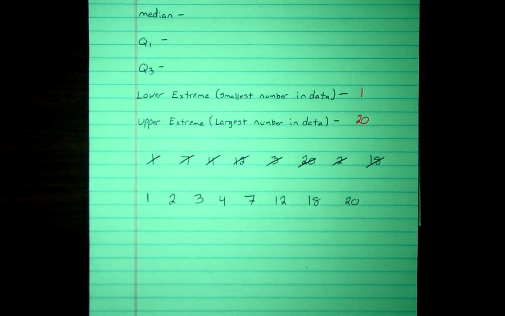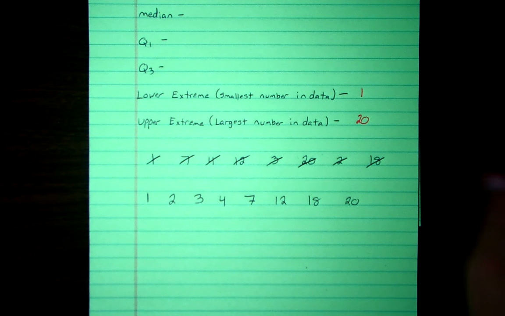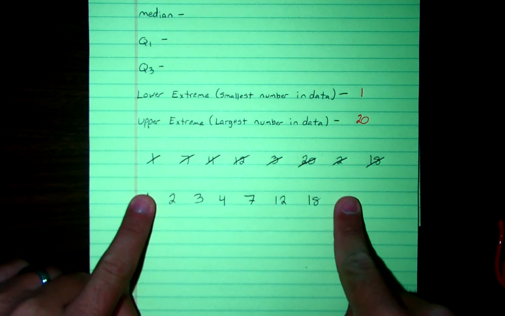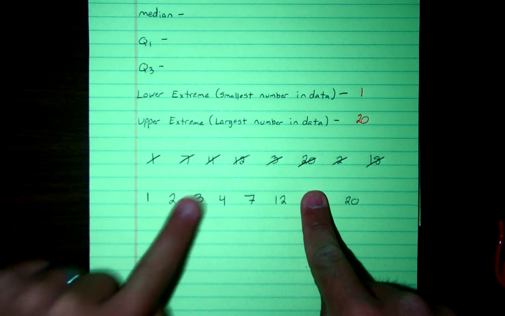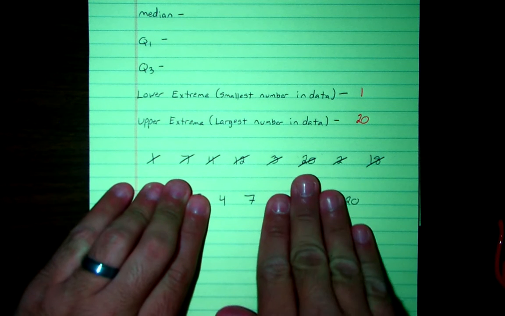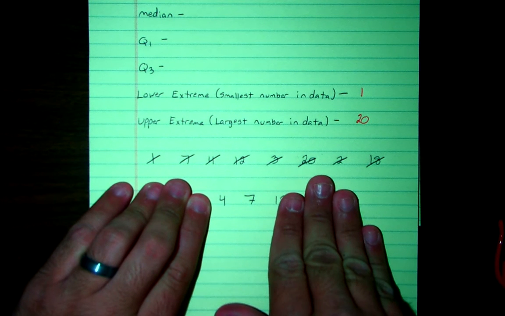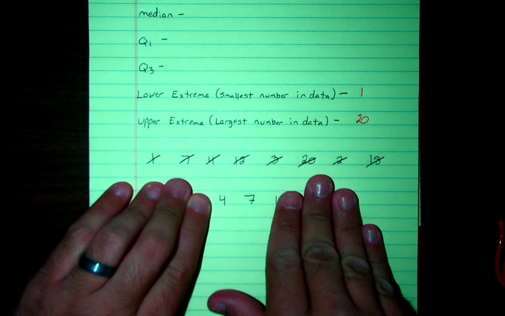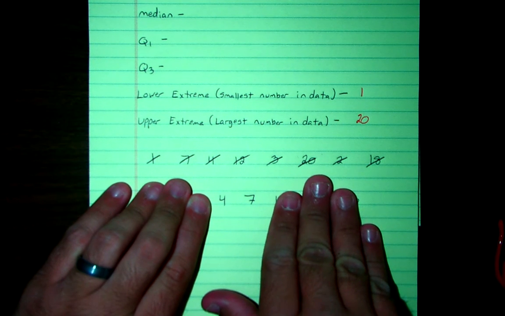Okay, let's see if we can find the median. Remember, 1 off the front, 1 off the back, 1 off the front, 1 off the back, off the front, off the back. I have 2 numbers left. So add those 2 numbers. 4 plus 7 is 11. And then divide by 2. 11 divided by 2 is 5.5.